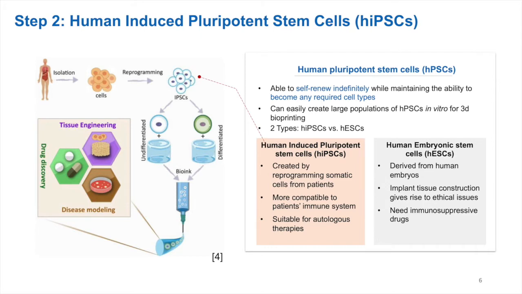Although earlier research focused on using ESCs, which are derived from human embryos, the construction of tissue from these cells for implantation in vivo gives rise to ethical issues as well as the need for the patient to take immunosuppressive drugs. However, iPSCs are derived by reprogramming somatic cells with the help of 4 transcription factors. As a result, iPSCs derived from harvested adult cells from the patient are used in this design as they are more compatible to the patient's immune system and suitable for autologous therapies.